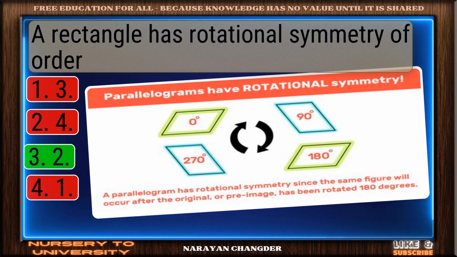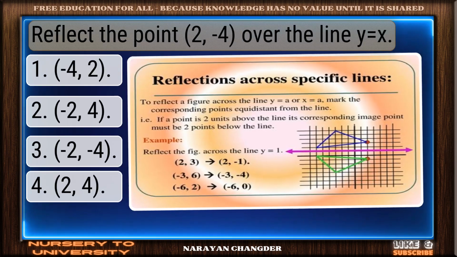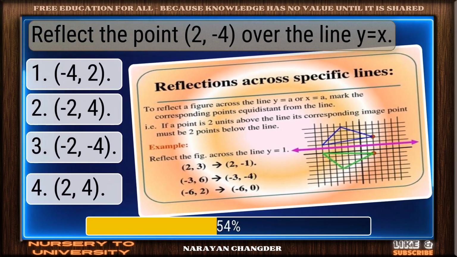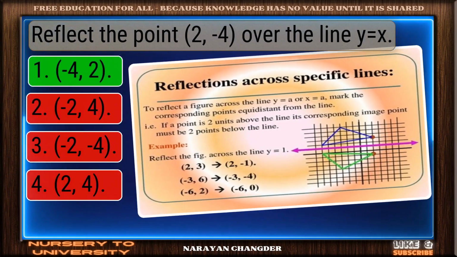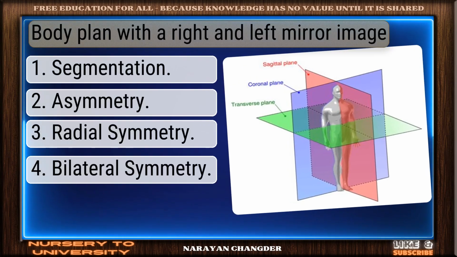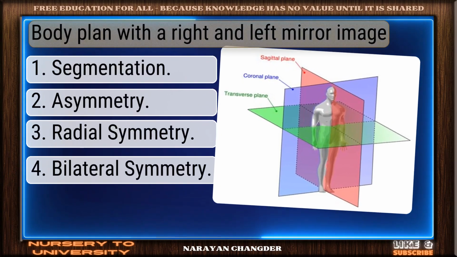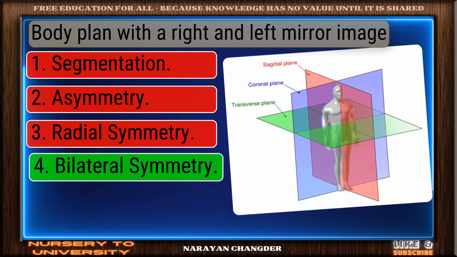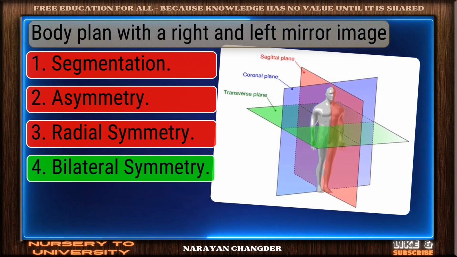Great thinking. 2 is the right choice. Reflect the point over the line y equals x. Good thinking is the right answer. Body plan with a right and left mirror image. Excellent choice. Bilateral symmetry is the right answer.